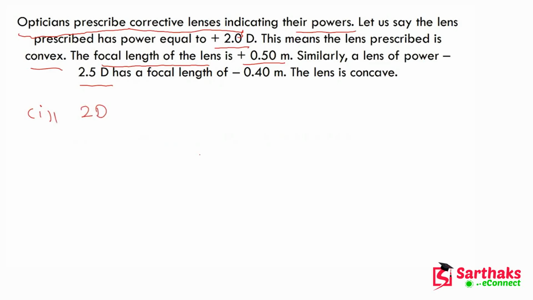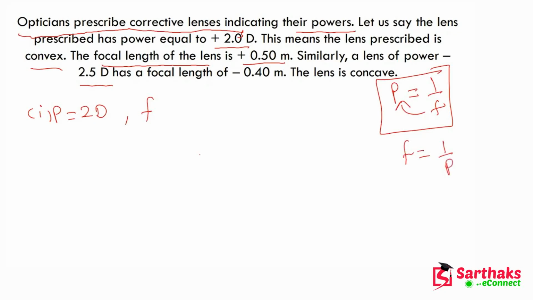So basically, it has been told in these lines that if you have given power, then you can calculate focal length. How can you do that? It is very simple. We know the formula of power is 1 by f. So if you cross multiply it here, then you can also write it as f is 1 upon p. So if you have power, then you can also calculate the focal length. So power is given 2 here.